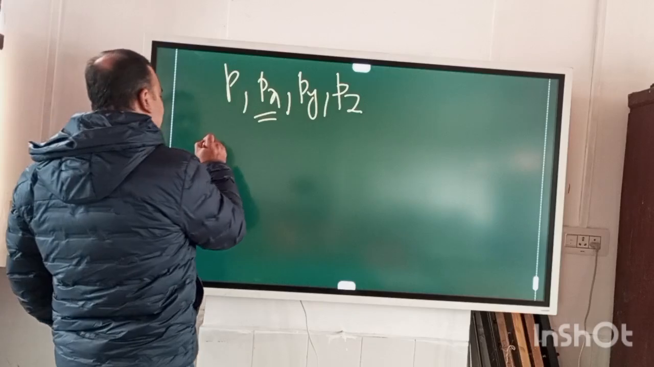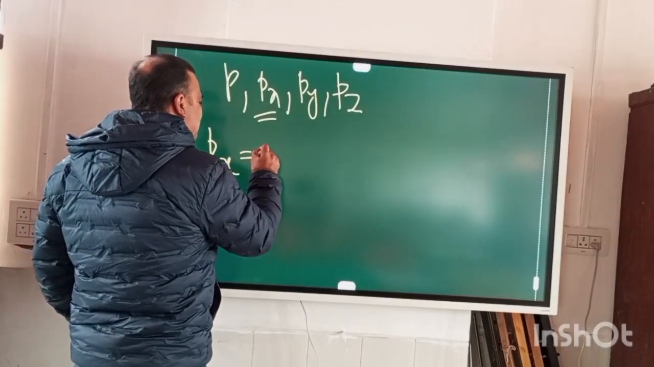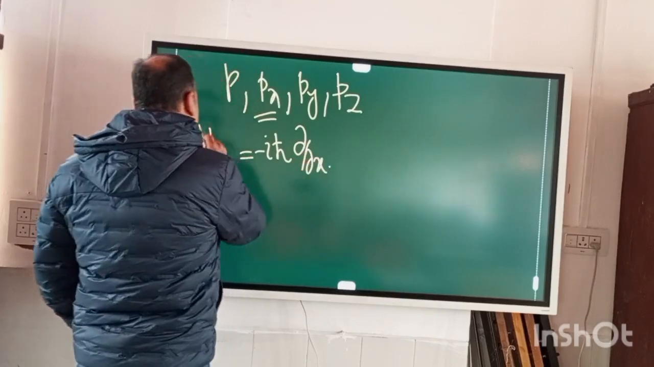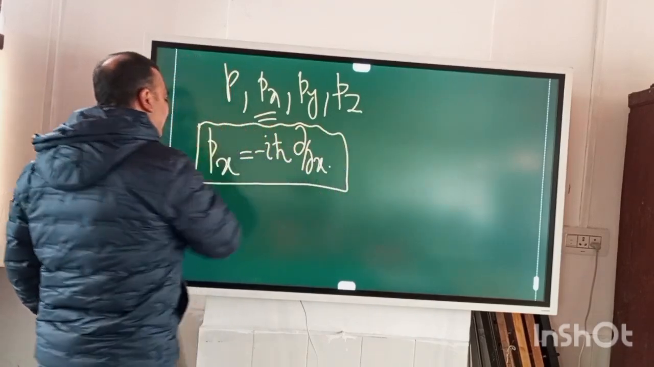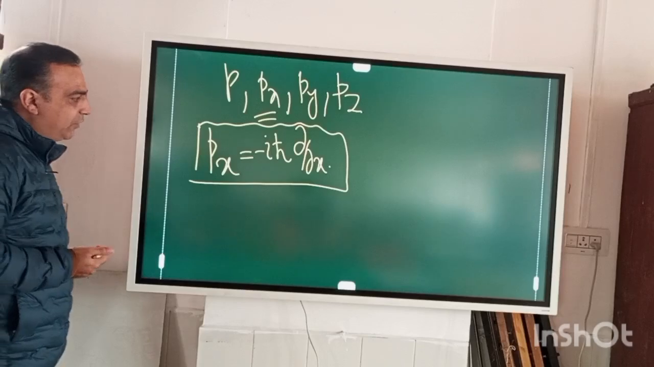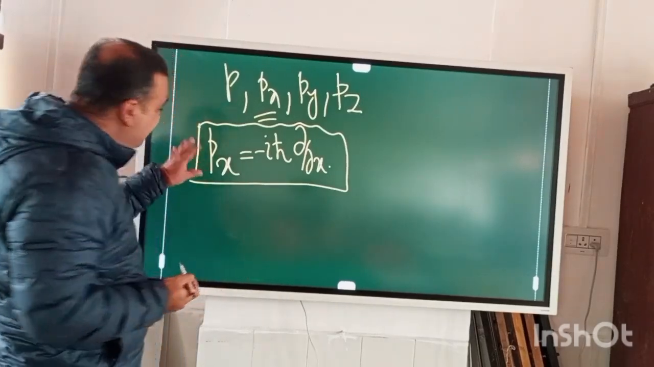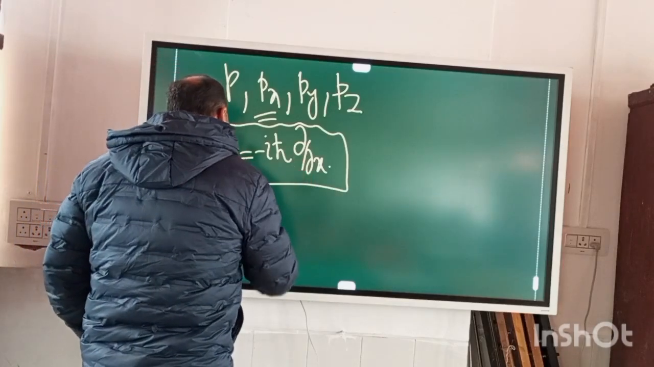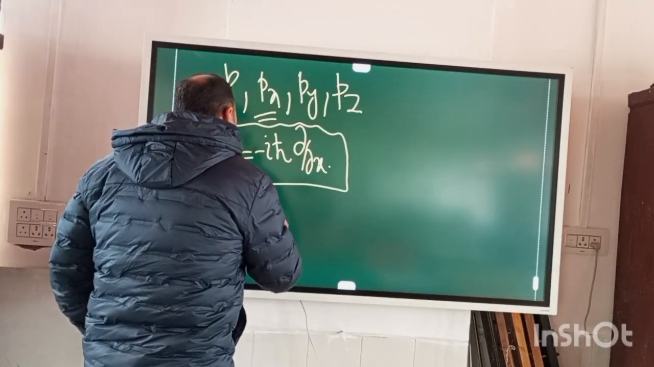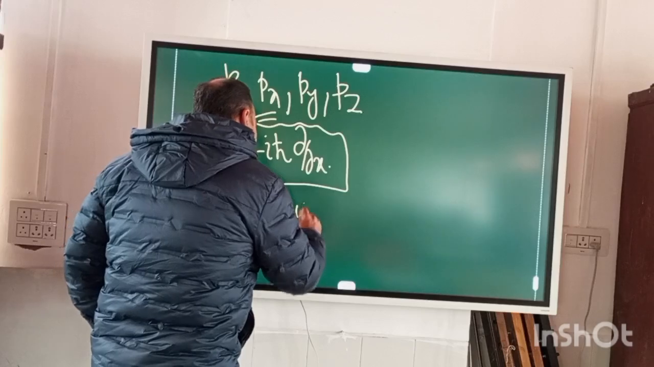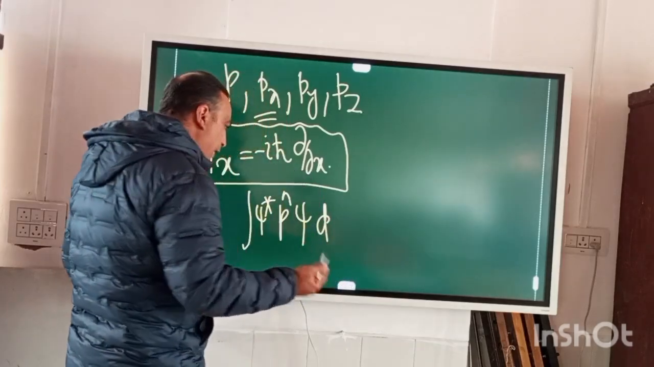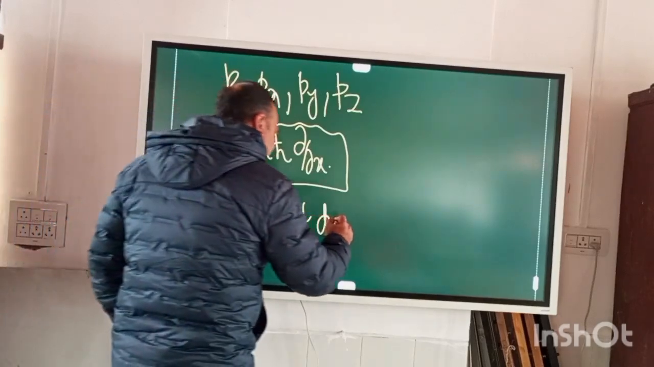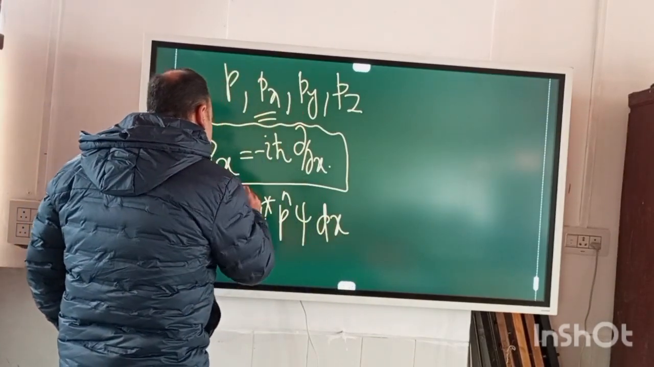And let us start with this. What is px? px is minus i h bar dou by dou x. This is the momentum operator, the x component of the momentum operator. So for this operator to be a Hermitian operator, what is required? If I take two functions, psi star, then p cap, then psi, and let's take it in one dimension, dx from minus infinity to infinity.